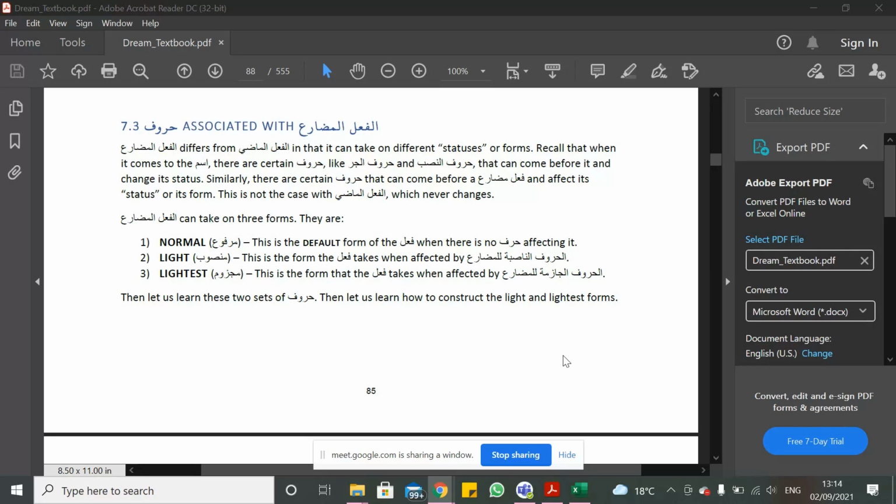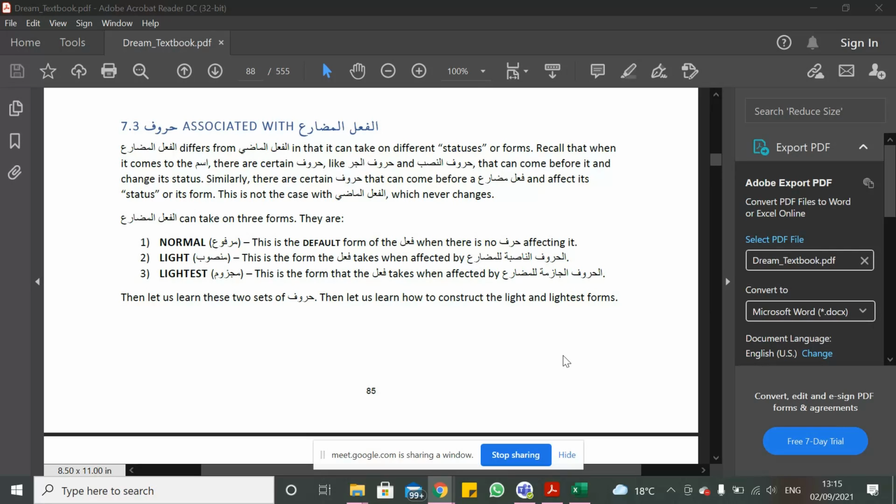This is not the case with al-fi'l al-madi, which never changes. Al-fi'l al-mudari takes on three forms. One, normal, marfu. This is the default form of the fi'l when there is no harf affecting it. Second, light, mansub. This is the form the fi'l takes when affected by huruf al-nasiba, nasiba lil-mudari. And third is lightest, majzoom. This is the form that the fi'l takes when affected by huruf al-jazima, jazima lil-mudari.